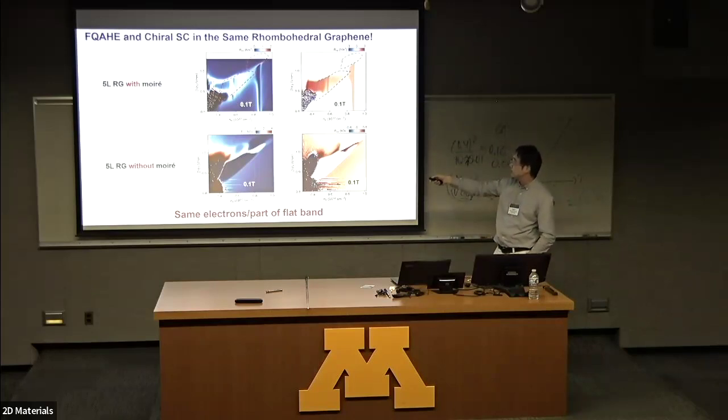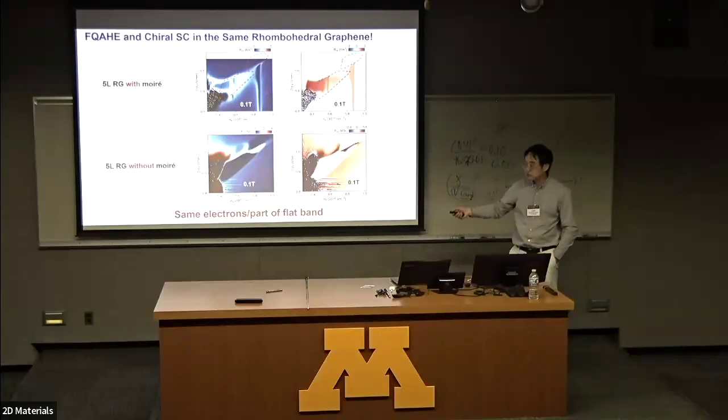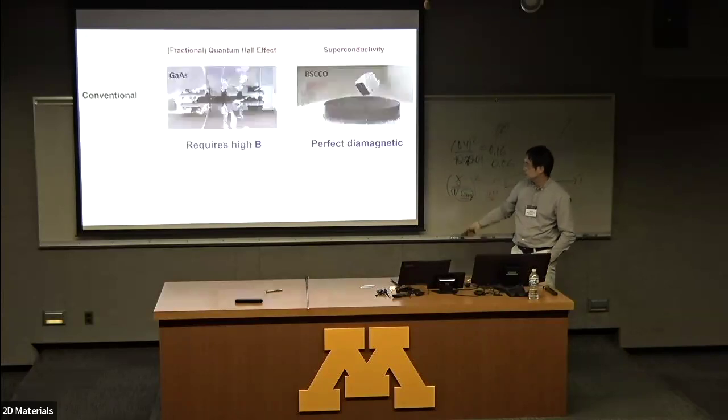Of course, specifically for the fractional quantum anomalous Hall effect, it's obvious that if you don't have moire, you just don't have that. You don't even have an integer quantum anomalous Hall. But that's specific to that phenomenon. Superconductivity apparently doesn't care about that. Superconductivity is actually disfavored by moire, because you don't really see large pockets of superconductivity.